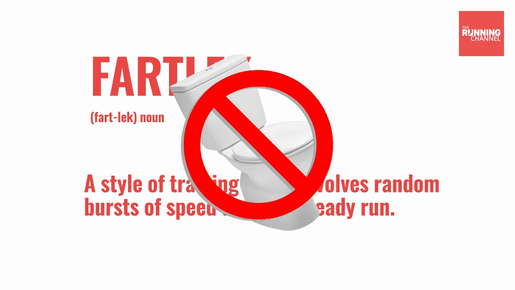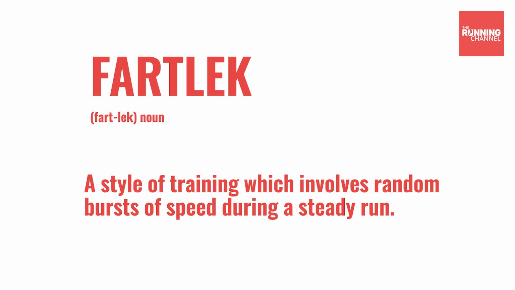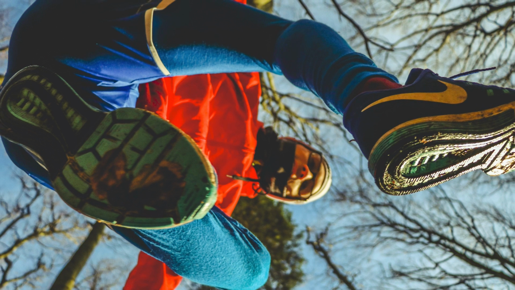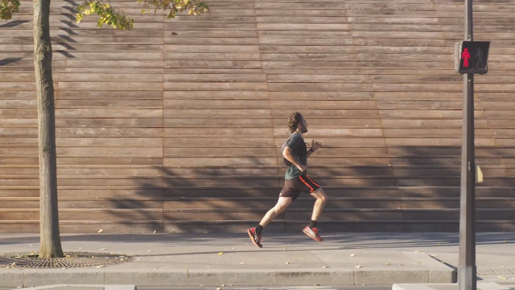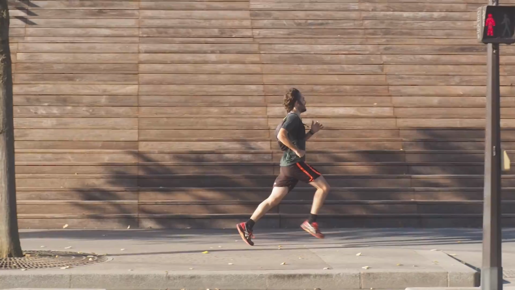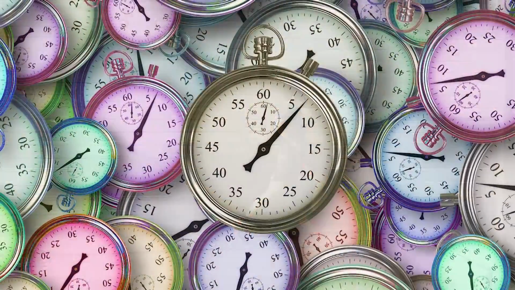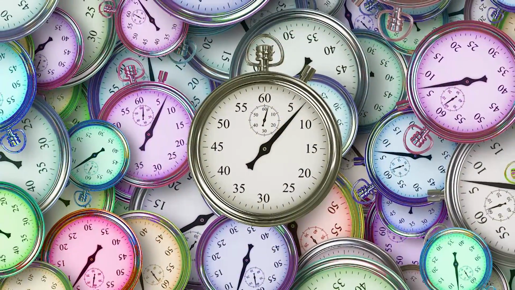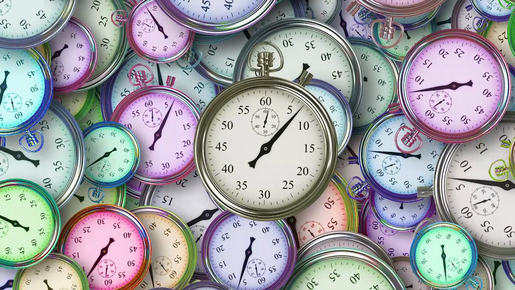Fartlek. No toilet humour here. Fartlek is a Swedish word which means speed play in English. It's just mixing up fast and slow running, so an easy or steady continuous run in which you throw in some bursts of speed. This can be by time or between bits of street furniture or random trees.